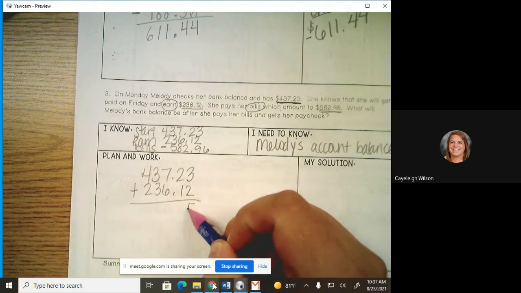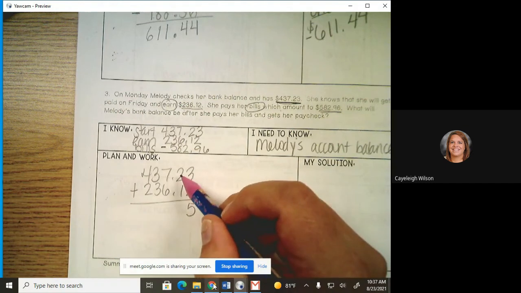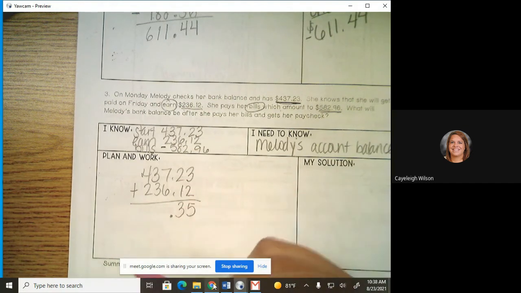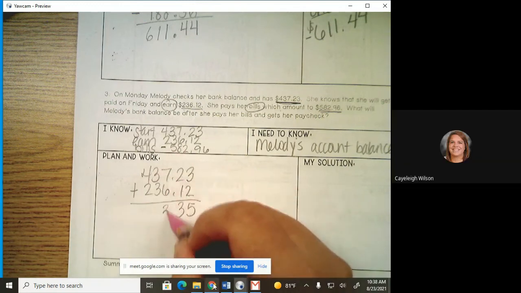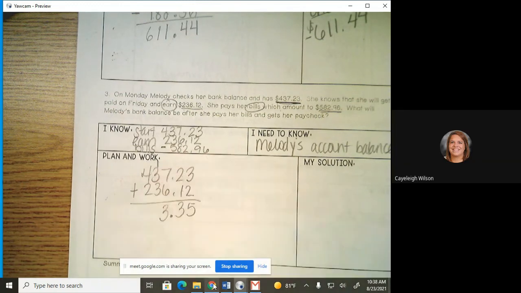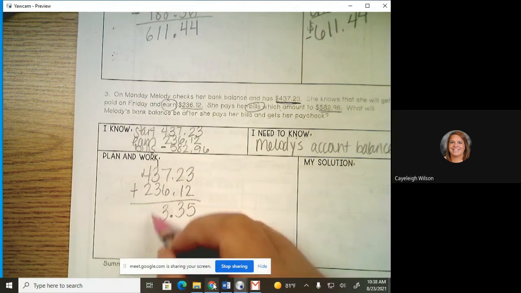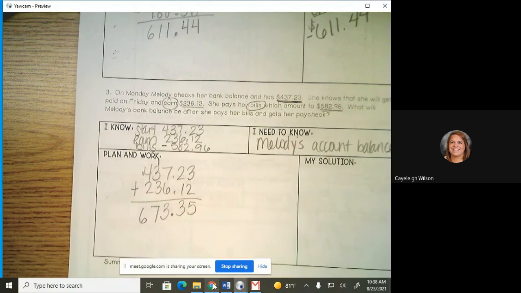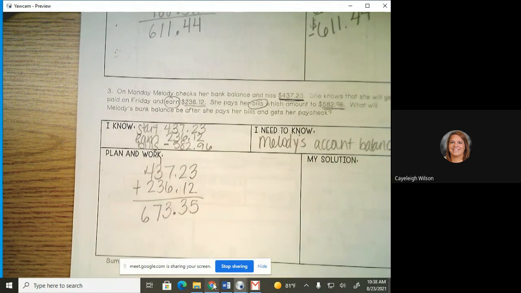So 3 plus 2 is 5. 2 plus 1 is 3. 7 plus 6 is 13. So I'm going to put my 3 and carry my 1. 1 plus 3 is 4. 4 plus 3 is 7. And then 4 plus 2 is 6. So that's how much she has after she gets paid.